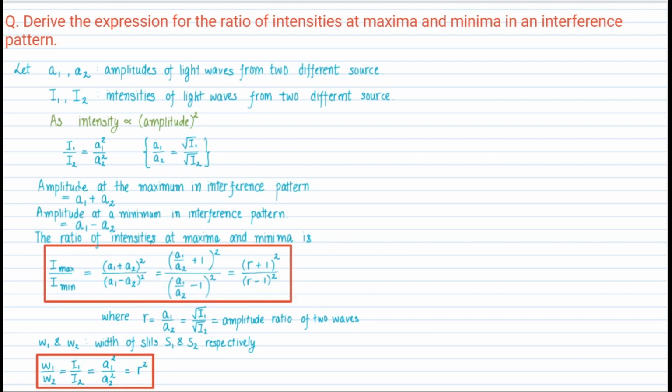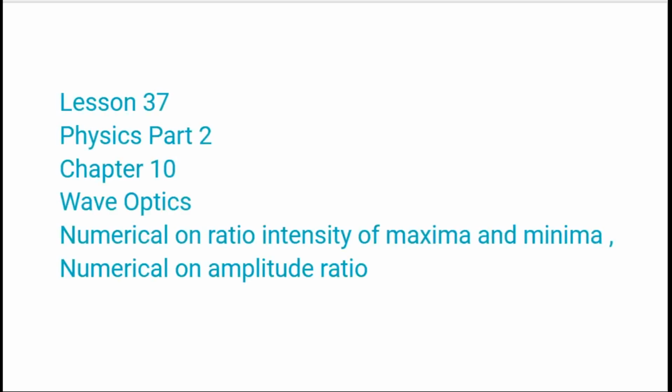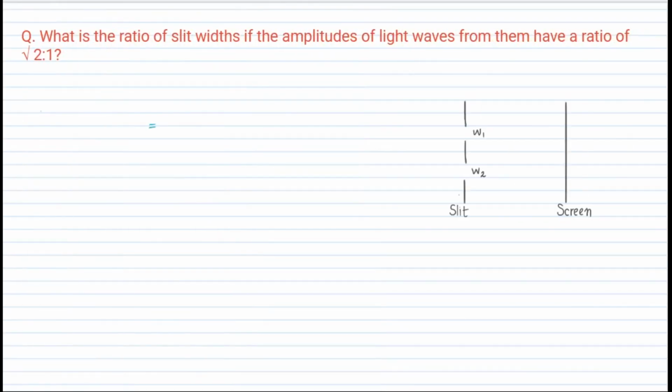Fine. Now let's take our first question. What is the ratio of the slit widths if the amplitude of the light waves from them have the ratio of root 2 is to 1? So in the question, they are asking us what will be the ratio of the slit width, W1 by W2, if they have given us the amplitude ratio. The ratio of the amplitude coming from your first slit to second slit is root 2 is to root 1.